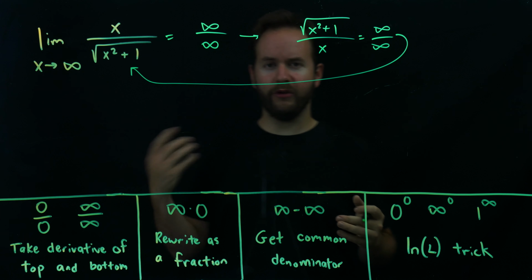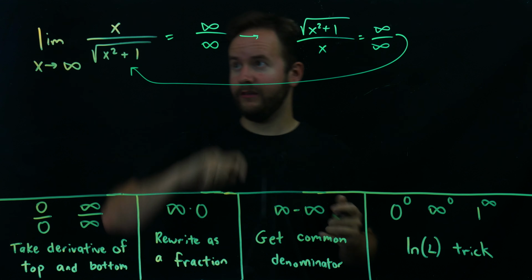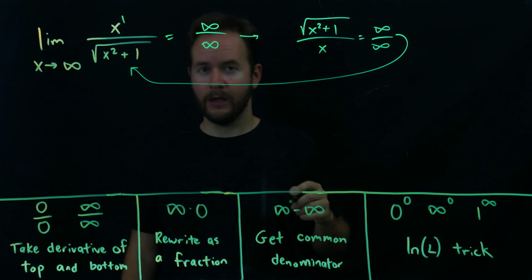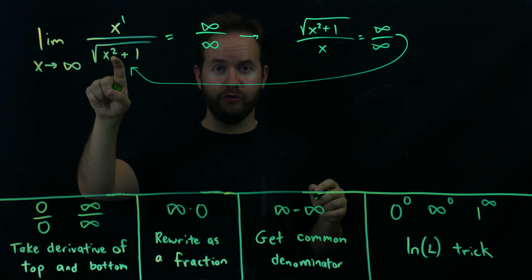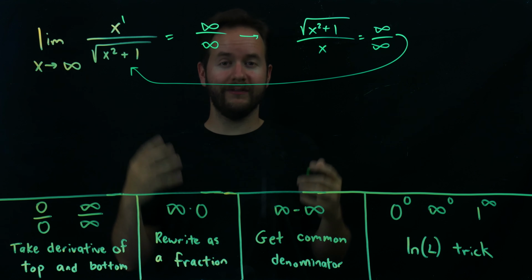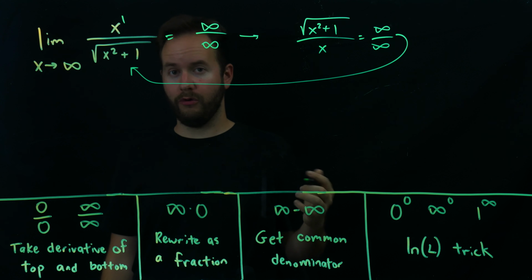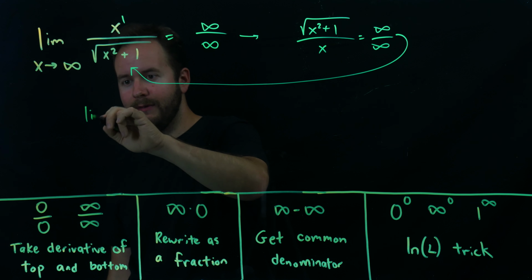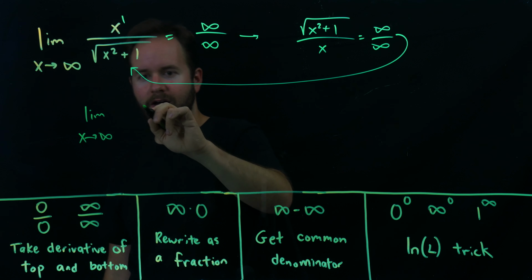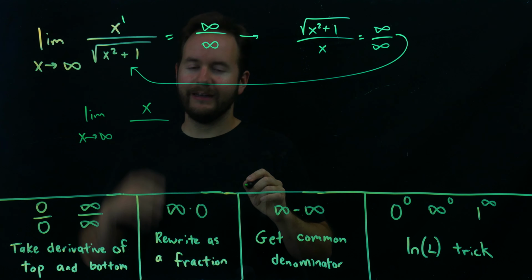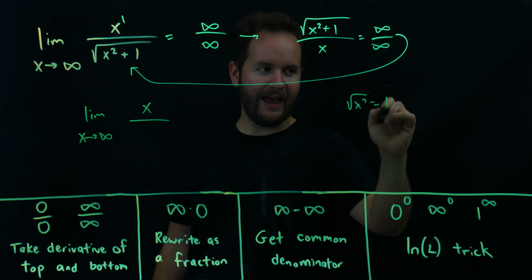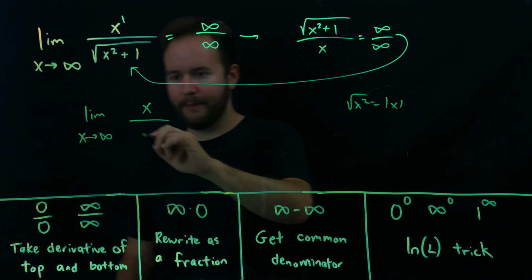We want to say to ourselves, what's the degree or the power of x in the numerator? That power is 1. Now you might say the power of x in the denominator is 2, but we're applying a square root to it. So effectively, the power of the denominator is also 1. So we have effectively limit as x goes to infinity of x over, technically the square root of x squared is absolute value of x. So we're going to say the absolute value of x.